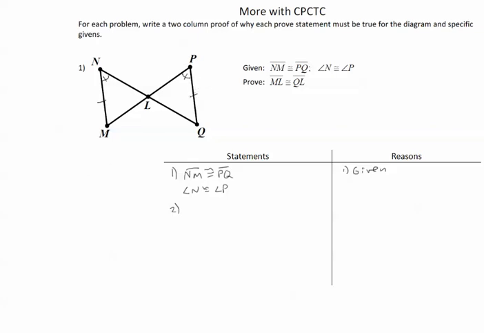Now let me switch colors because now we need to start doing our brainstorming and start trying to figure out how we can get to segment ML being congruent to segment QL. What's going to let us do that? How will we get there? If we look at what we can tell about this figure right now, I can't say anything about angle M and angle Q. There's nothing that lets me do that. I can't say anything about segment PL or segment NL. And I definitely can't say anything about segment ML and QL. That's what I'm trying to prove. I don't have enough to do anything with that yet.